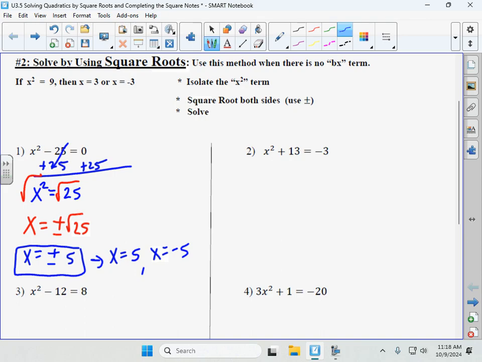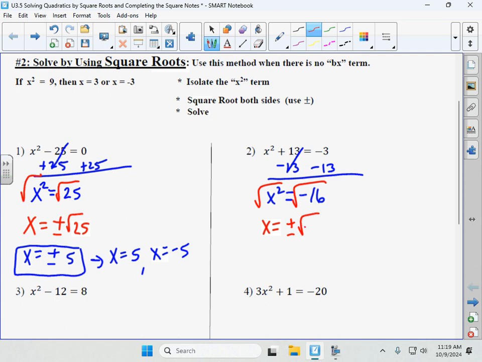Number 2, x squared plus 13 equals negative 3. Again, we want to isolate that x squared term, so we subtract 13. Negative 3 minus 13 is negative 16. Now we're going to square root both sides, keeping that negative underneath the radical with the 16. The square root of x squared is x equals, and because we square rooted, we have to put that plus or minus so we don't lose a solution. Remember, there's always going to be two solutions.